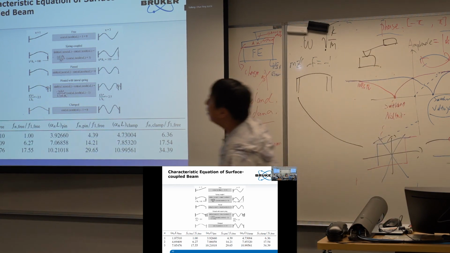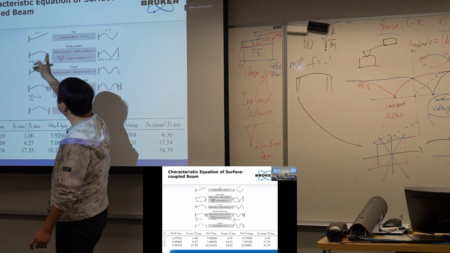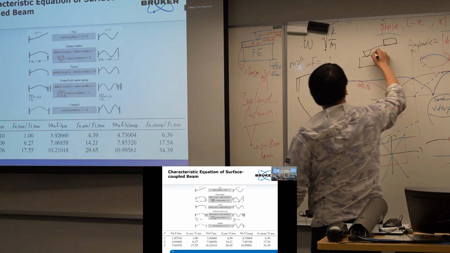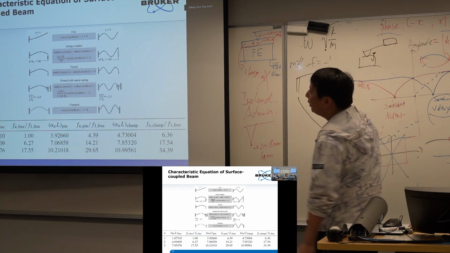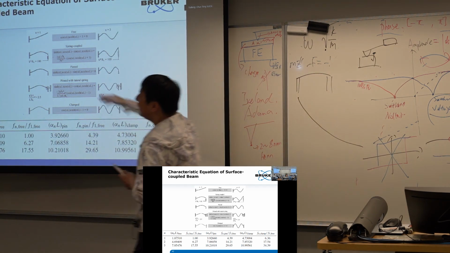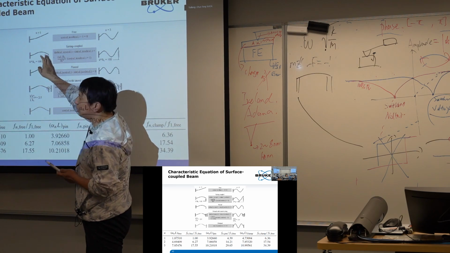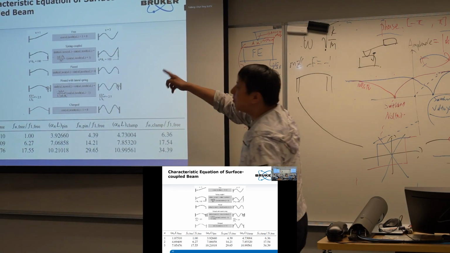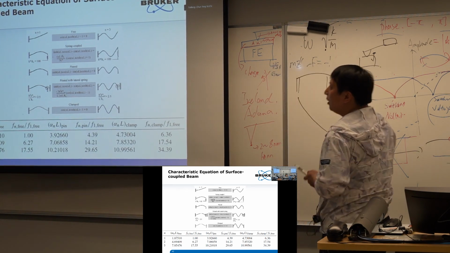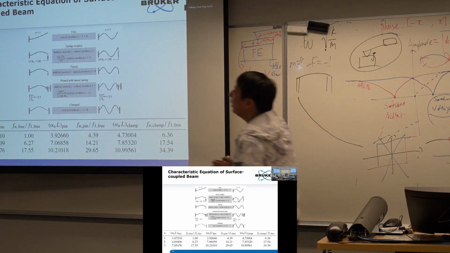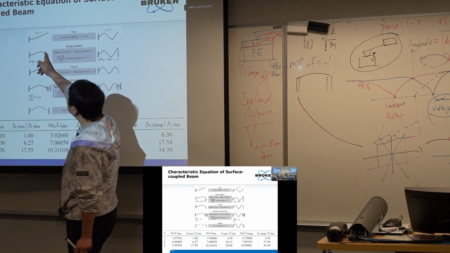The probe, one side is fixed, another side is touching the surface. And how strongly it touches is controlled by me, because I can apply a set point to control how the probe is touching the surface. So this part is decided by me. In this kind of setup, I know the probe can also move.